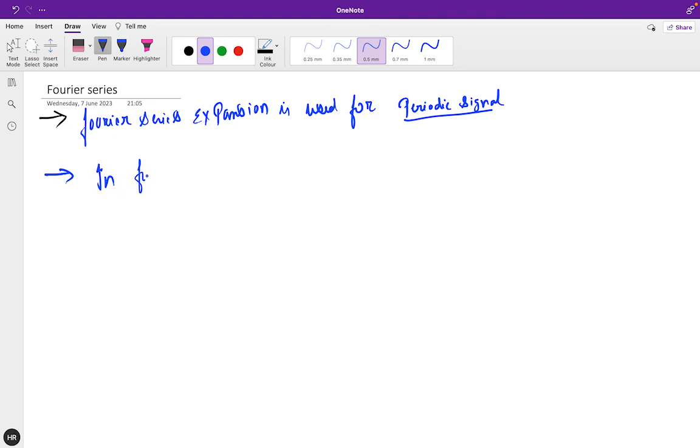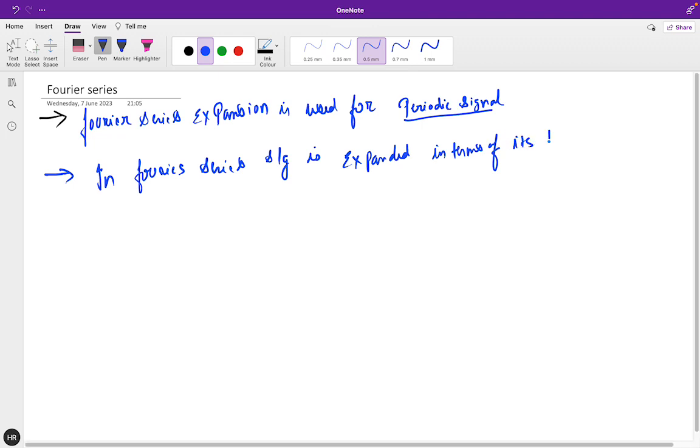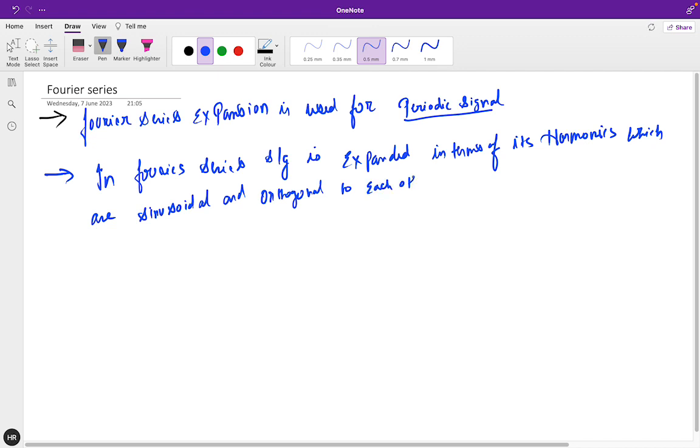In Fourier series, a signal is expanded in terms of its harmonics, which are sinusoidal. So any periodic signal can be broken down into sinusoids that are orthogonal to each other. Okay, with the help of Fourier series, what can we do?